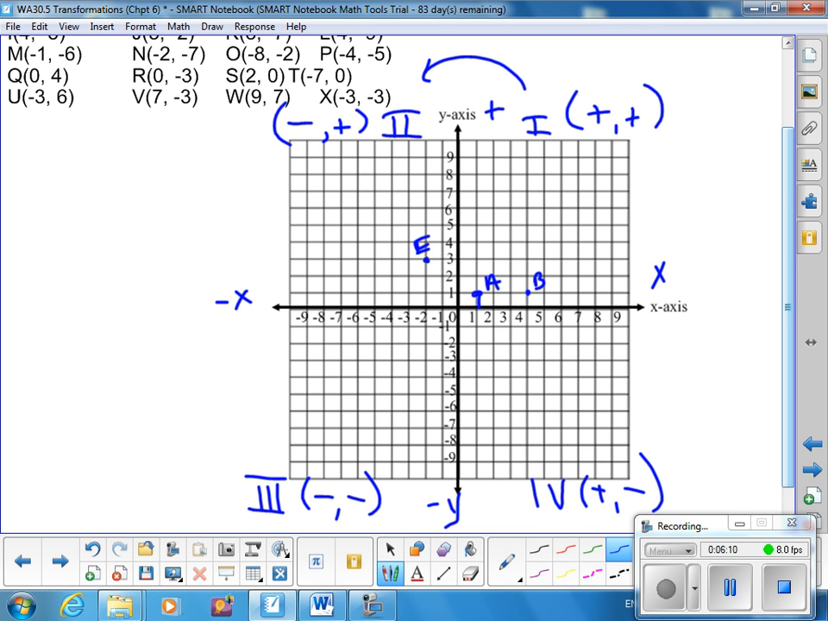N, negative 2, negative 7. So we're going to go negative 2, and then y's are negative down here to negative 7, and this is N. Being able to plot coordinate points is very important in this unit, as we will be doing some moving of objects on a grid, and we'll have to be able to tell what the new coordinate points are. So I'm going to leave the rest of those for you to finish.